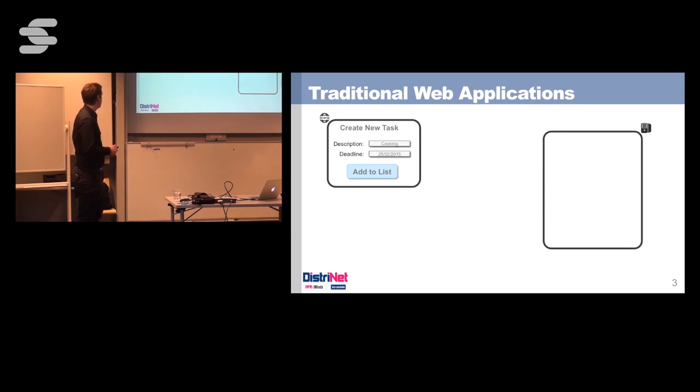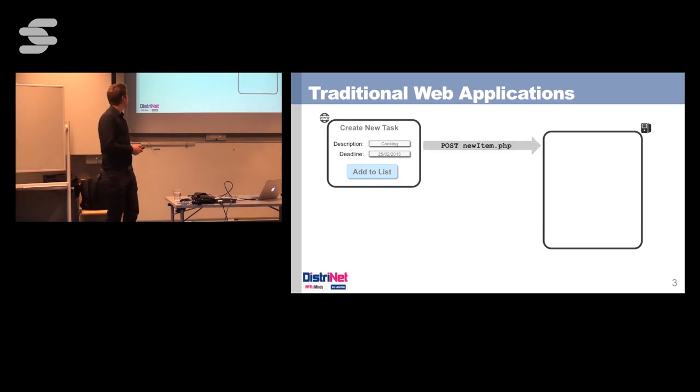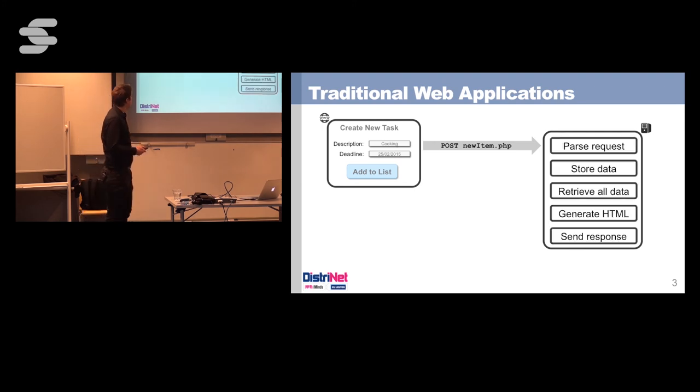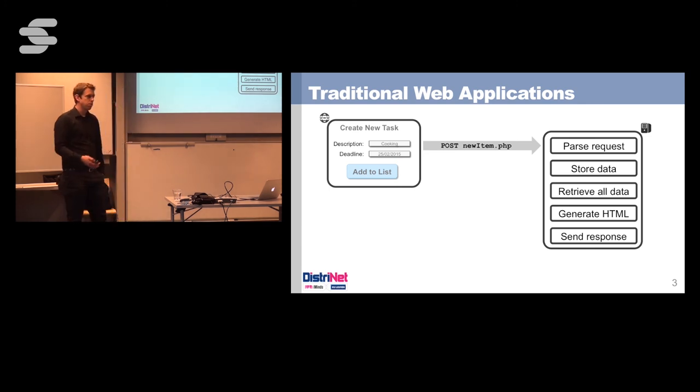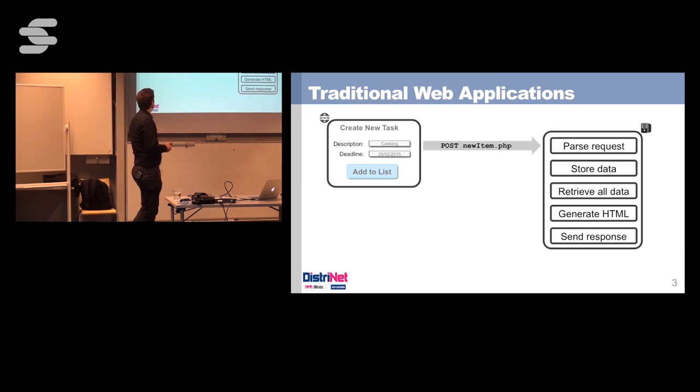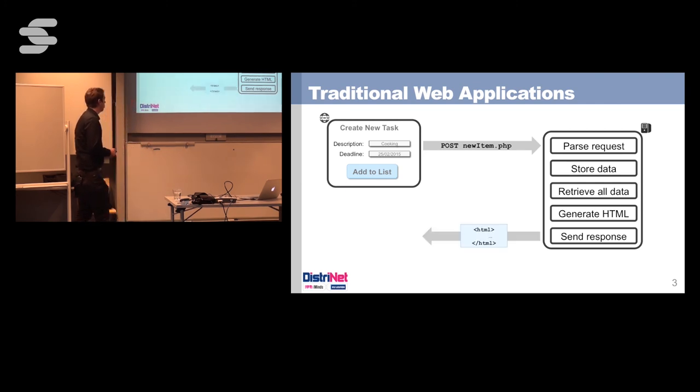You enter some data. Okay, this is a new task, some description. I have to cook something, apparently a few days ago, yesterday, I think. So if you want to add that to the list, what will happen is that a request will be sent to the server, a post request, asking to create a new item. The server will parse the request, store some data in the database, and since this is a traditional application, the server will have to build a page to send back to the browser. So it will retrieve some data from the database, in this case all the tasks to display, generate an HTML page, and send a response back to the client.